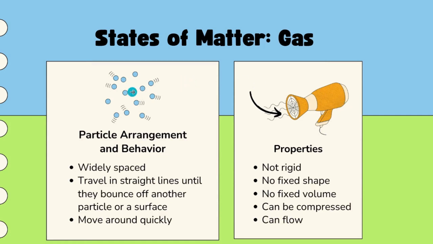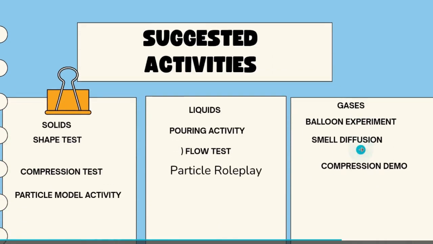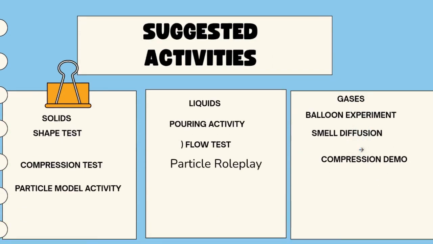Particles in gases are widely spaced. They move quickly and freely. They travel in straight line until they collide. Now, what are some of the properties of gases? Gases are not rigid, they have no fixed volume, they have no fixed shape, they can be compressed, and they flow easily.